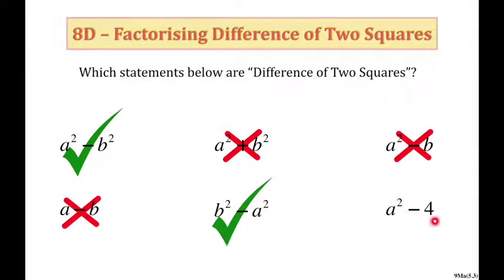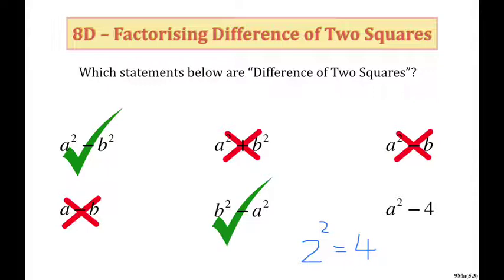Now, the last one is a trick one. Let's have a look at it. A difference, yes. Two terms, yes. Both squares. Well, the answer is actually yes, because A times A gives A squared, and we can see the squared sign there. What about the number 4, though? Well, what we need to remember is this. 4 is a perfect square because 2 squared is equal to 4.